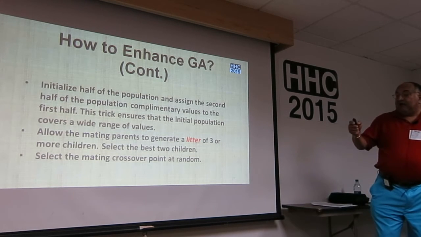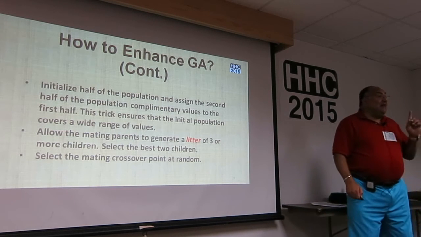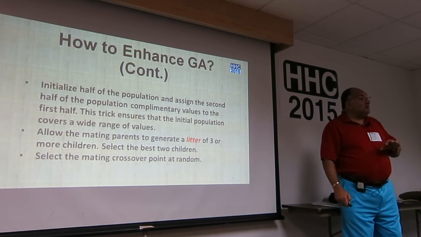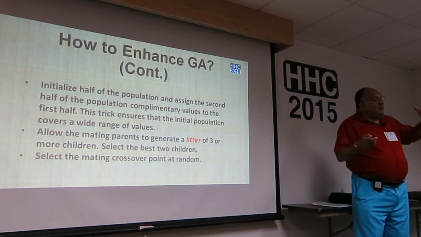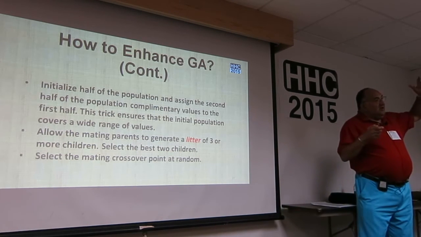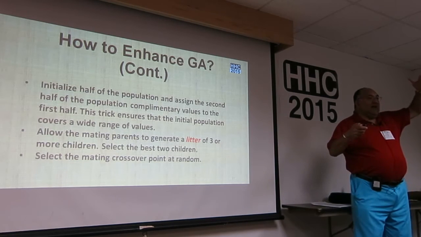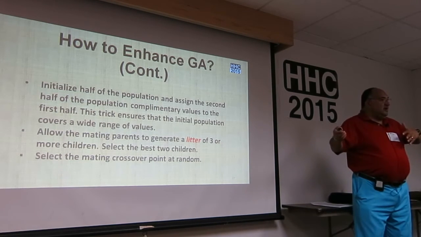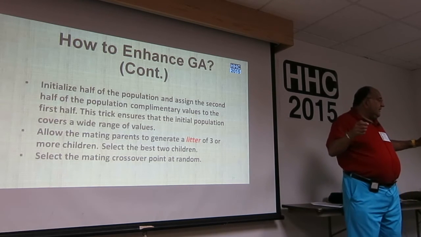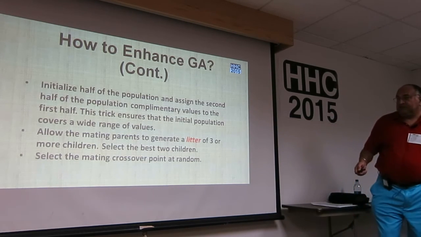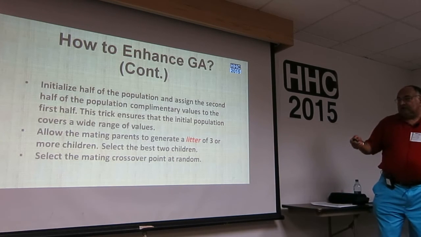Now you can also allow mating of parents to generate a litter of three or more children, and then just pick the best two. So two parents will reproduce three or more. I use five, for example, in the HP Prime code, but I pick the best two, so I keep my population constant. And we can, of course, select the mating crossover point at random.